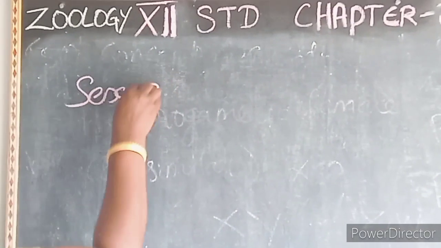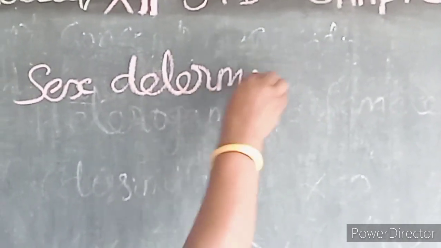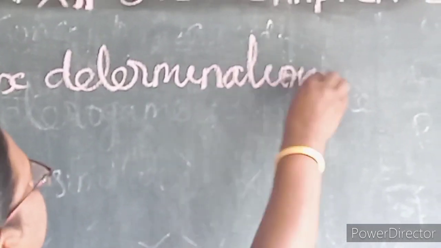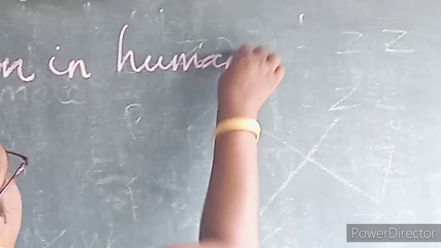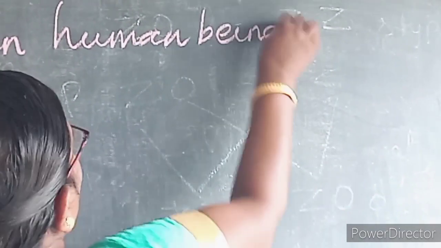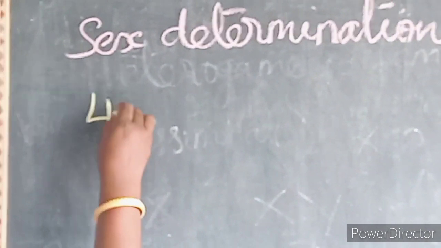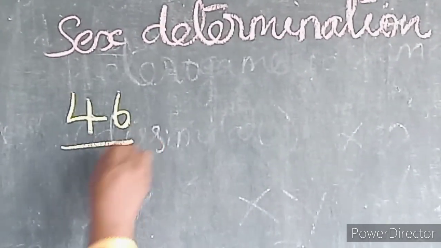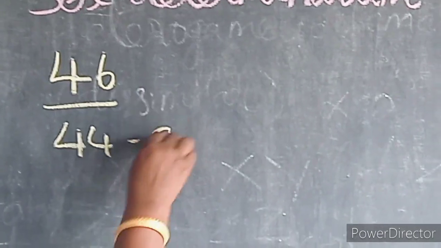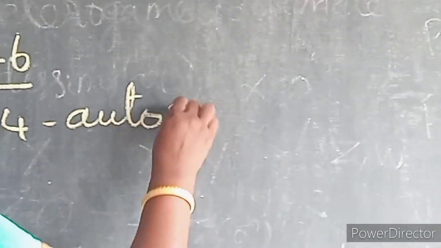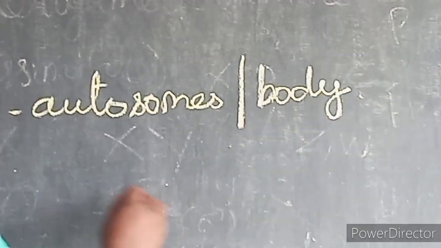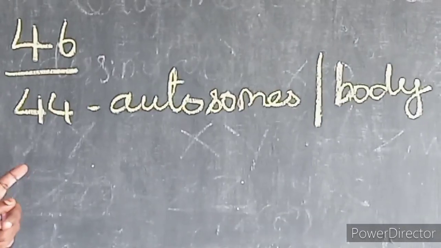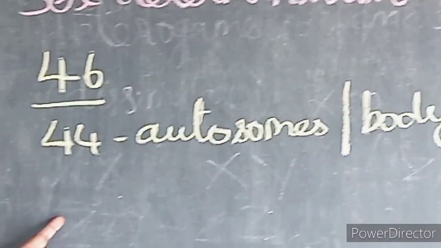So next we'll see about the sex determination in human beings. So how many chromosomes in our body? There are 46 chromosomes. Out of this 46 chromosomes, 44 chromosomes are autosomes. Autosomes, otherwise it is known as what? Body chromosomes. Any changes that take place in the body chromosome cannot pass from one generation to another generation.